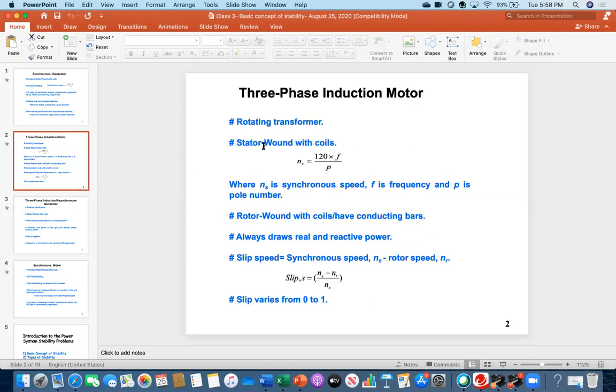Okay, now the three-phase induction motor. This is very important. In most industries, three-phase induction motors are used. It has a lot of applications. The three-phase induction motor is frequently called a rotating transformer because the principle is the same. In a transformer, it has primary and secondary. And in this case also it has primary and secondary, although we call them stator and rotor. But exactly the working principle is the same. That's why sometimes it is called a rotating transformer.